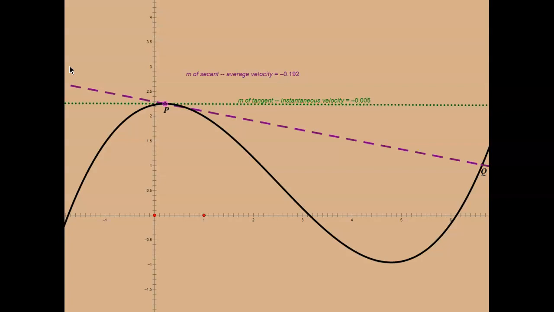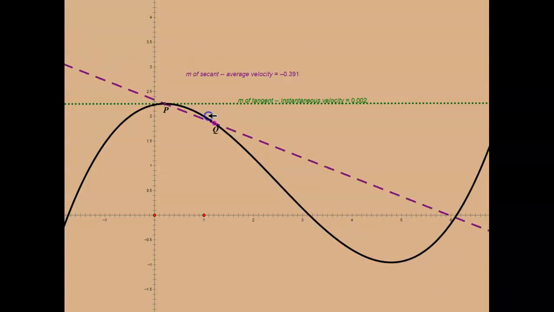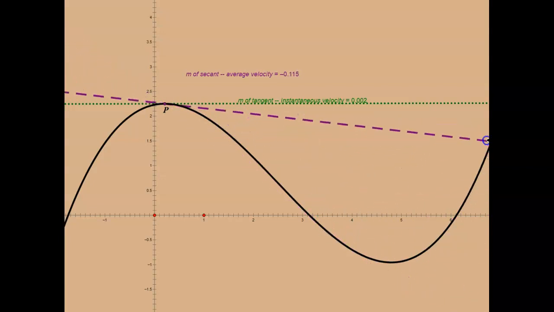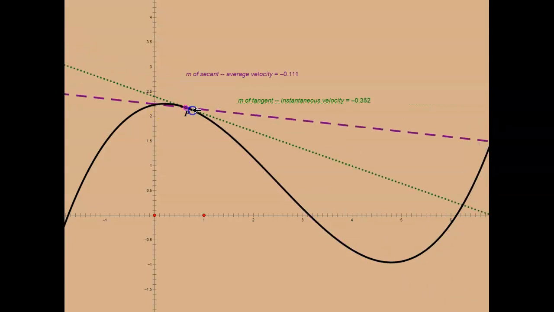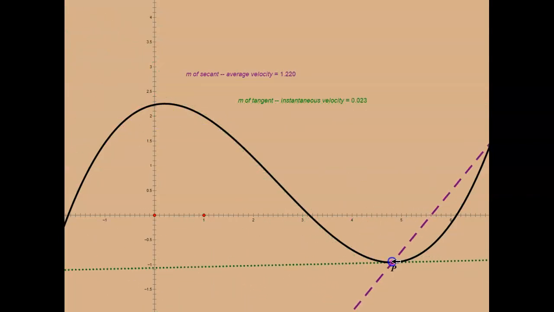If I could figure out what that slope is by using the secant, then I could figure out where the maximum and minimums are on my graph. I could also do this for the minimum down here. I can get pretty close to it being level, within 0.003. So this is a horizontal line, and the horizontal line has a slope of 0.